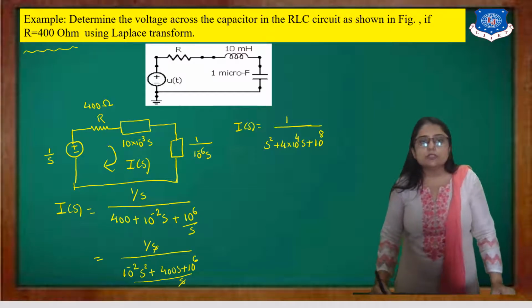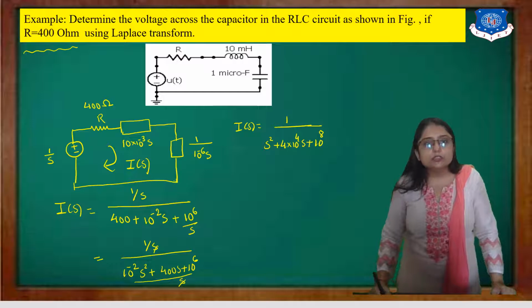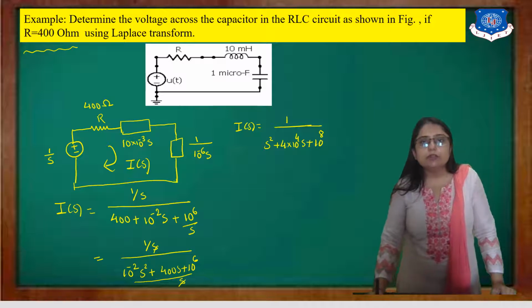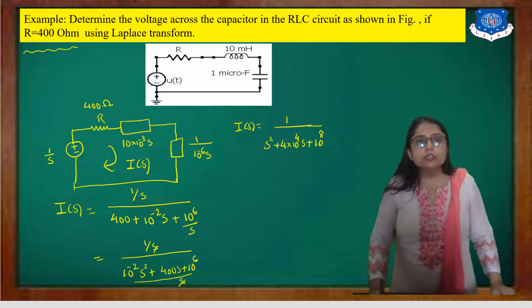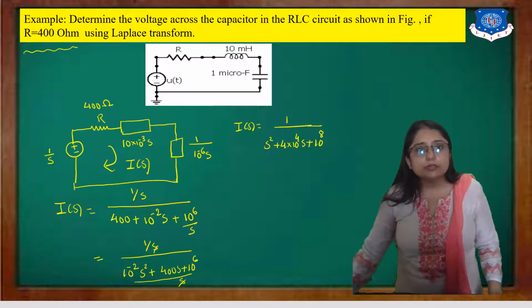Okay, here see, it is 400, and you are just multiplying this 400 with the 100. So this is 4 into 10 raised to 4S. And 10 raised to 6 multiplied by 100 will become 10 raised to 8. So this is the current equation, but that is in the S domain.